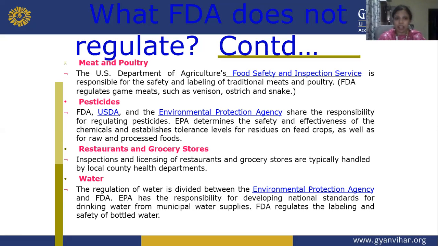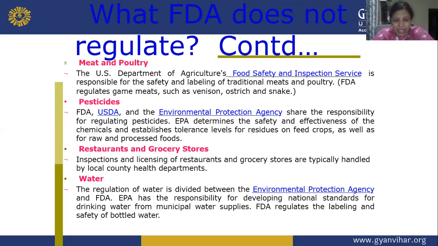Other than that, FDA regulates game meats such as venison, ostrich, and snakes. So these are regulated by the FDA. There is a little confusion about this: if you want to market meat items, you first need to think whether it is traditional meat or game meat, and then you can apply for marketing approval. So for meat and poultry, two regulatory agencies are involved. First is the Food Safety and Inspection Service, and second, the FDA.